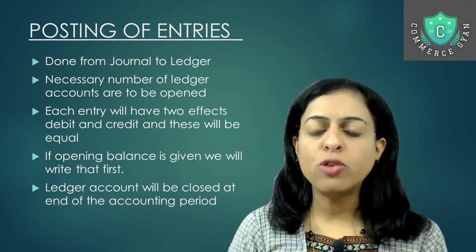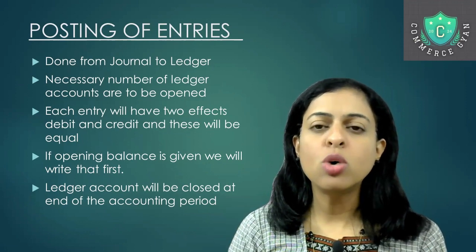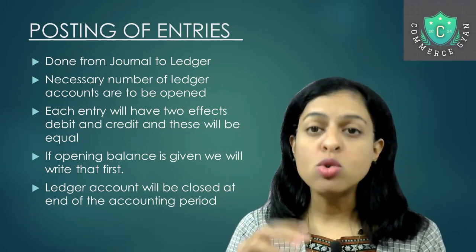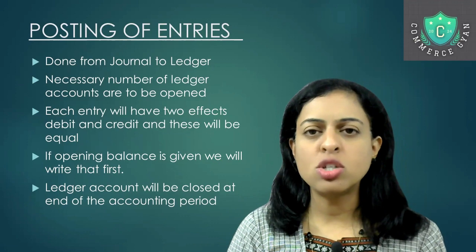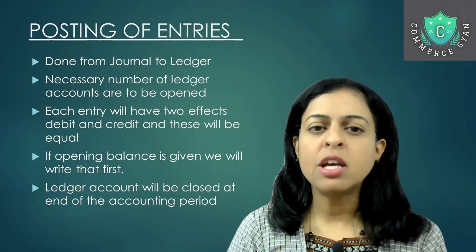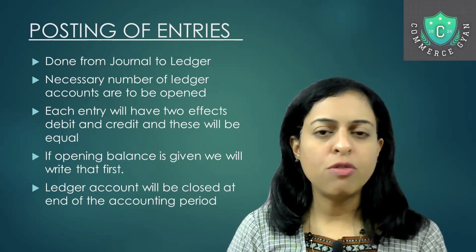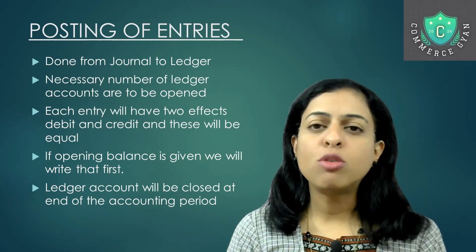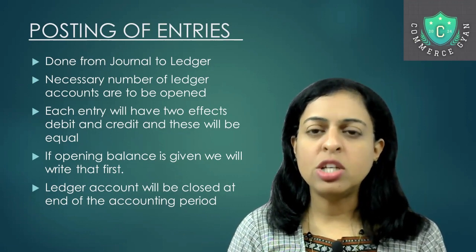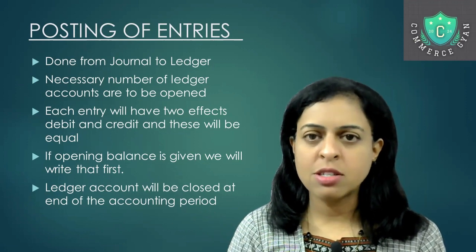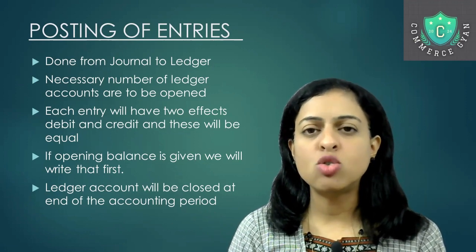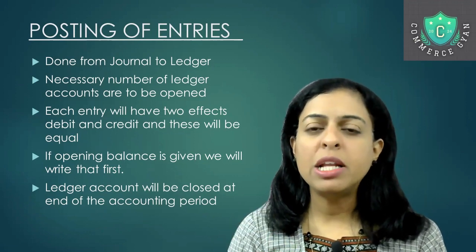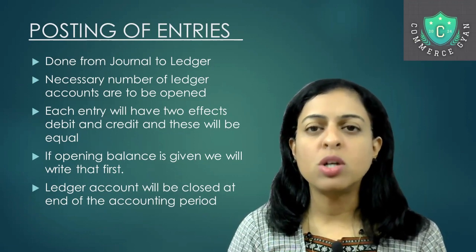So first, you are going to look at the journal, and from the journal you are going to post these transactions into the ledger. Correct. Necessary ledger accounts are opened, and when you post that particular entry, it will always have two effects. Remember, the accounting system we are following is the double entry bookkeeping system. So in double entry, the dual aspect of accounting works.